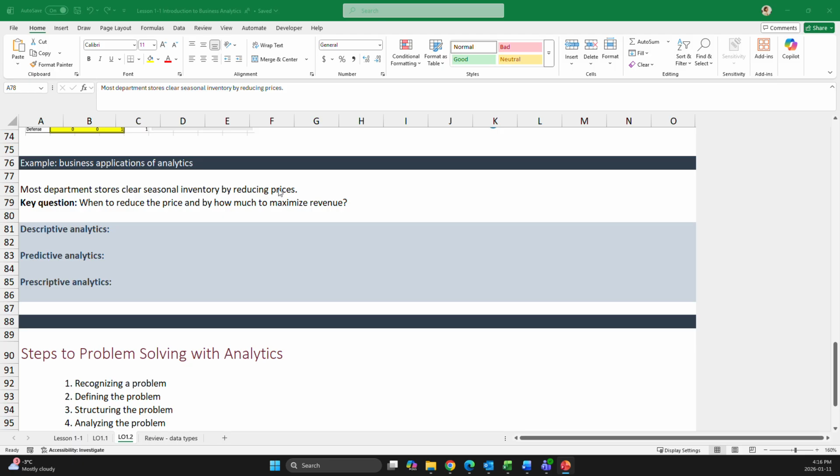And also another question isn't only when to reduce the price, it's by how much can they reduce it to still make money. Like, can they sell it at 50% off? Can they sell it at 80% off? What is the best price in order to maximize revenue? So related to those questions, we want to think about how we could apply descriptive, predictive, and prescriptive analytics.